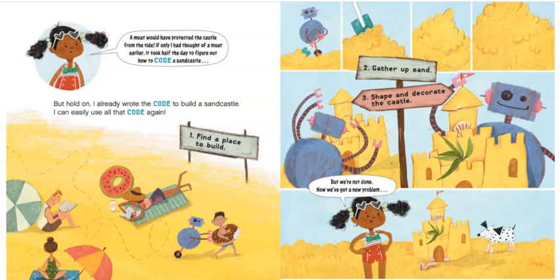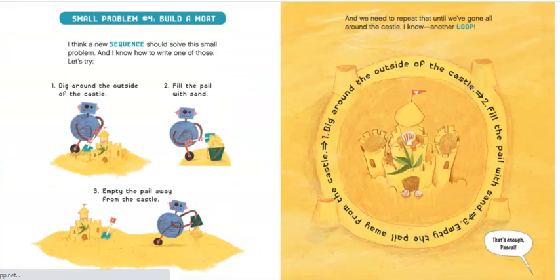It took half a day to figure out how to code a sandcastle. But hold on, I already wrote the code to build a sandcastle. I can easily use all that code again. Number 1, find a place to build. Number 2, gather up sand. Number 3, shape and decorate the castle. But we're not done. Now we've got a new problem. Small problem number 4, build a moat.